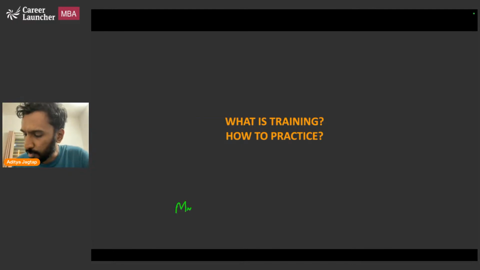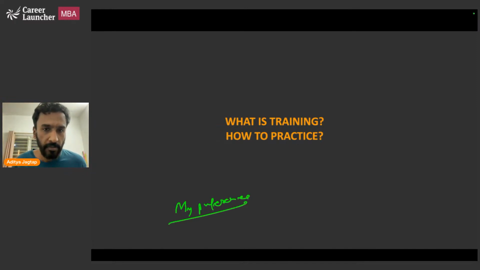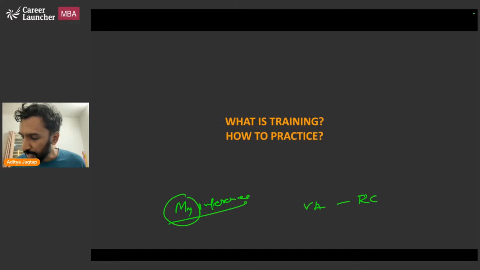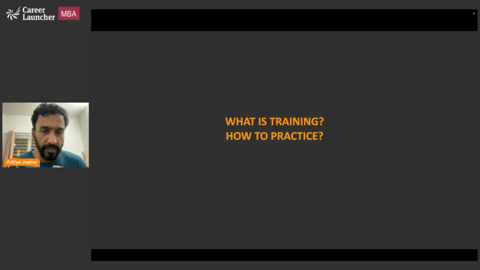My preference is important because, based on strengths and weaknesses, I usually can attempt the entire paper, right? So since I can attempt the entire paper, I can decide where to ideally start. My preference is starting with VA questions and then going to RC questions. The reason why I focused on the words my preference is everyone does not need to have the same preference.